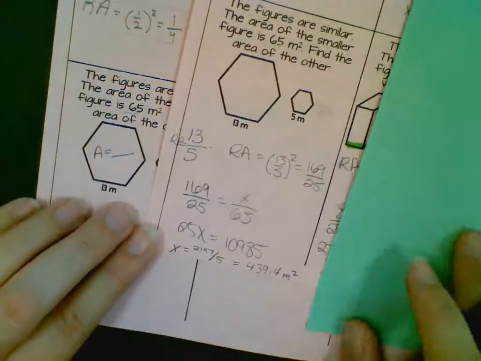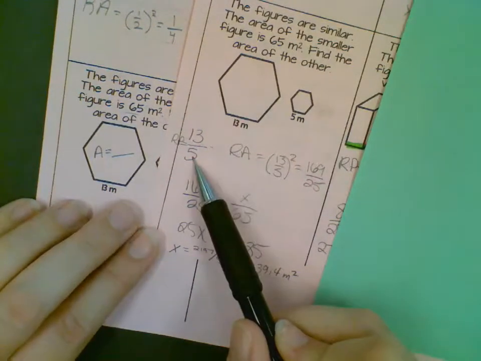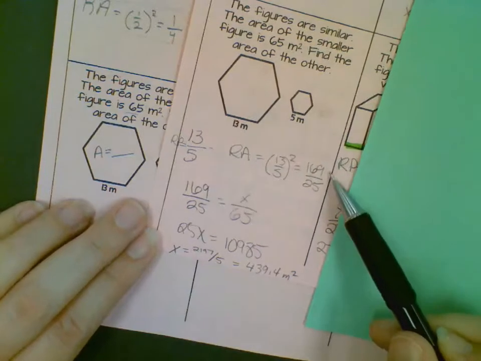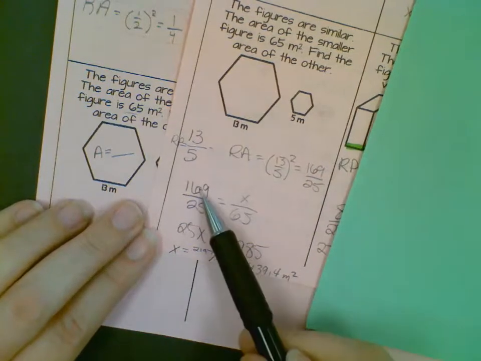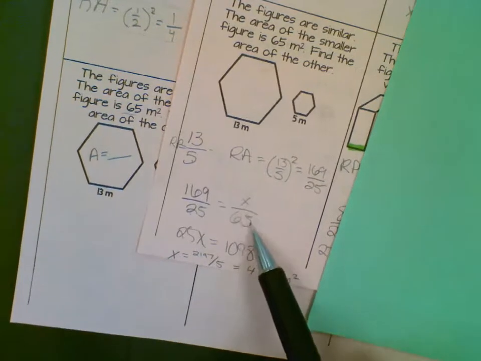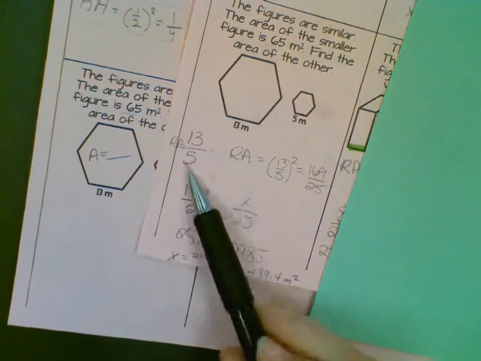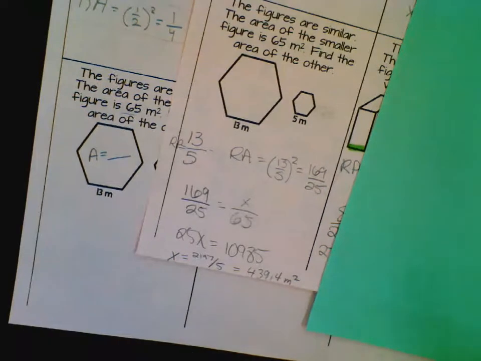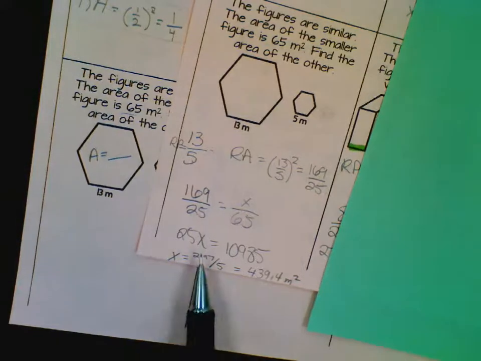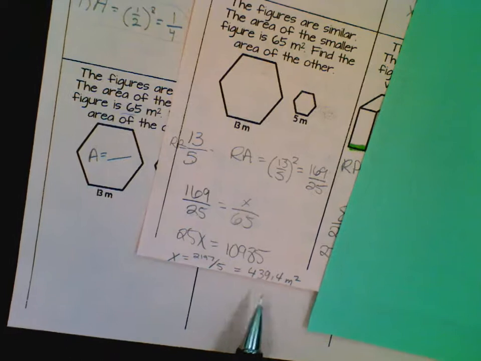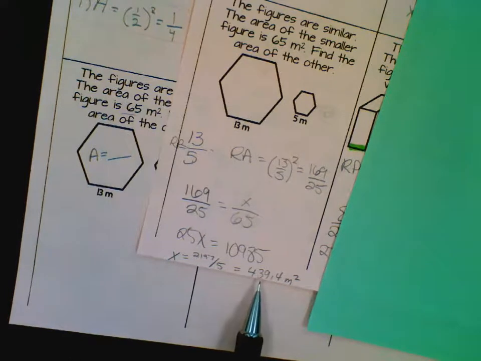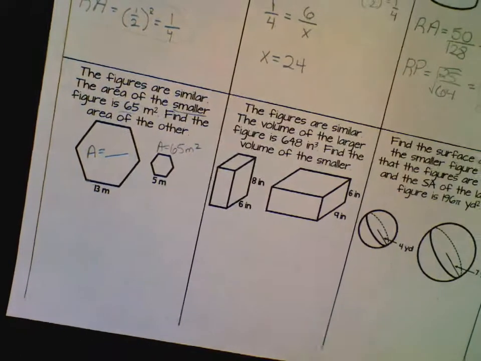Okay, so we got the ratio of perimeters is 13 over 5. If we square that, we get 169 over 25. Then we make our proportion, and I put 65 in the bottom since the 25 came from the smaller. So it was big over small for this one. You didn't have to write it that way. You could have had it the other way like we did for the example up at the top. So we ended up with the area of the larger figure being 439.4 meters squared. Remember, if you have any questions on how we got that, write it down to ask next class.